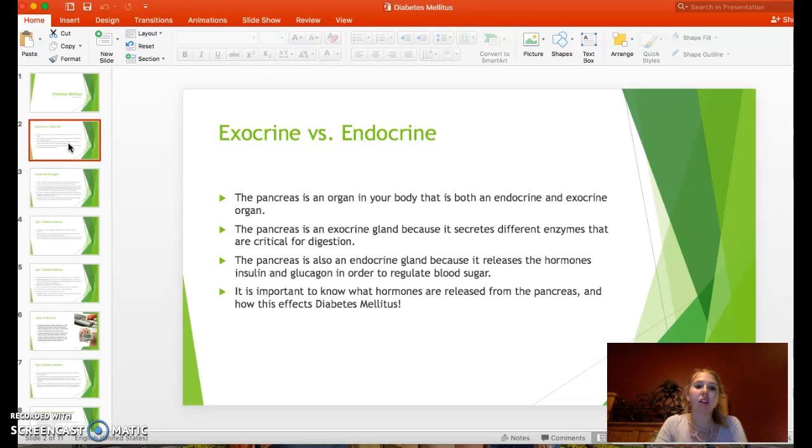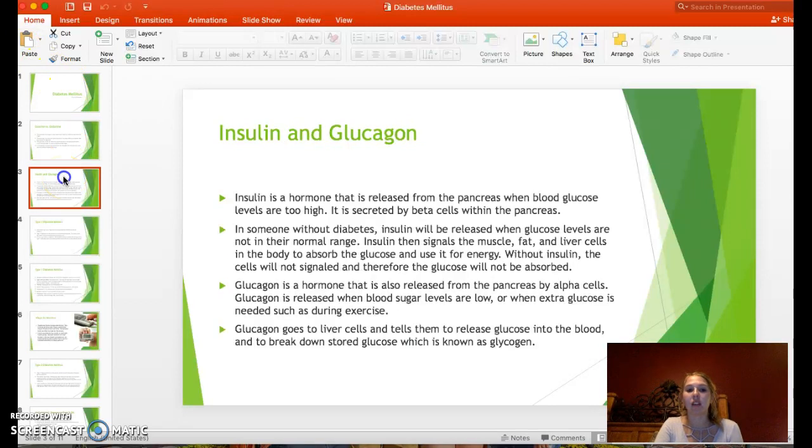So the first thing that I think is important to know when understanding diabetes mellitus is knowing the difference between exocrine and endocrine. The pancreas is actually an organ in your body that is both endocrine and exocrine. It's exocrine because it secretes different enzymes that are critical for digestion, but it's also endocrine because it releases hormones such as insulin and glucagon, which regulate blood sugar. It's important to know these hormones and where they're released because this can affect your understanding of diabetes mellitus.